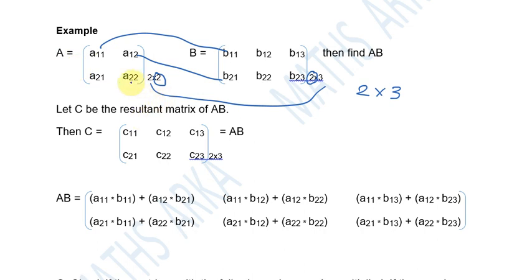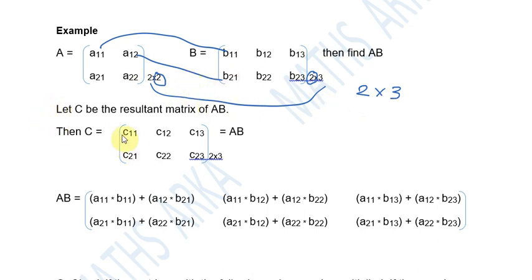First of all, the multiplication of two matrices would be defined if the number of columns of the first matrix is equal to the number of rows of the second matrix. So these two are equal, hence the product AB is defined. Now what would be the order of the resultant matrix? It is given by these two things. It is 2 cross 3, so 2 cross 3 would be the order.